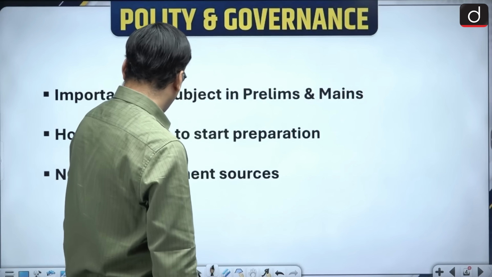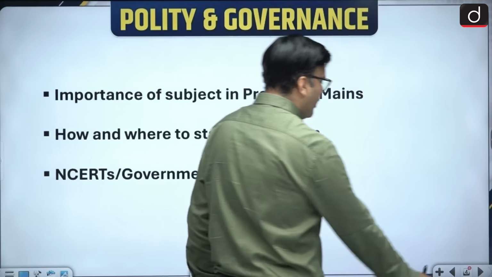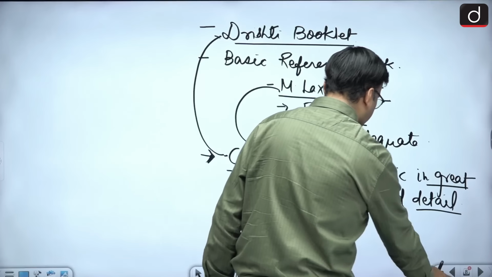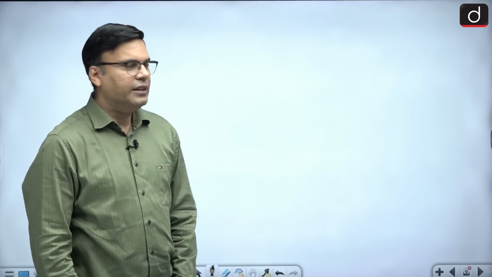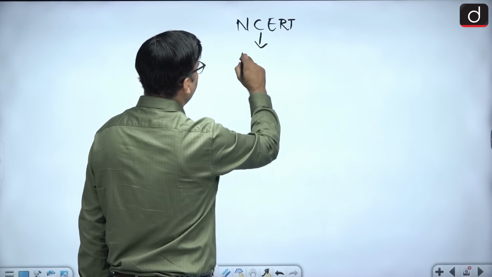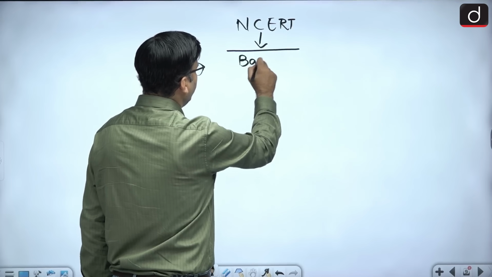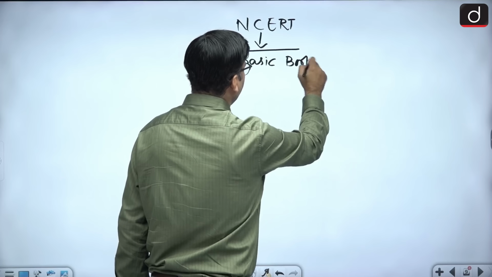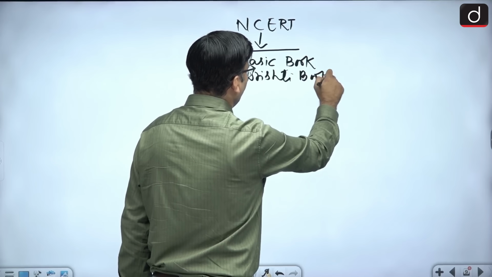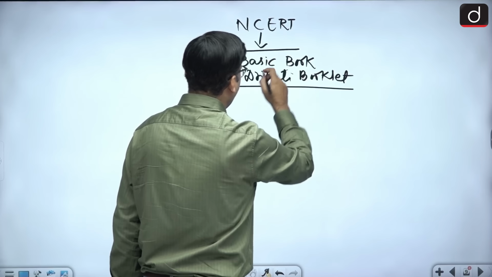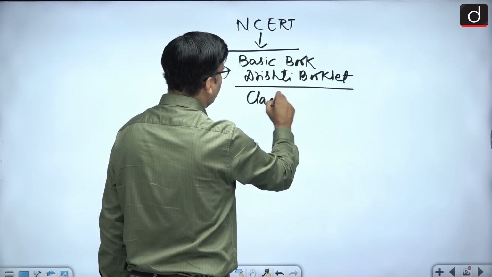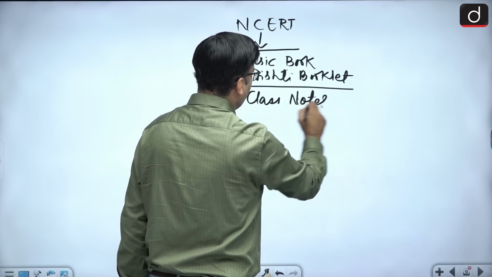So how do we start our preparation and where do we end it? I think I have talked about this: we have to start our preparation with NCERT. The next step, after reading the NCERT, is to focus on the basic book plus the Drishti booklet. So you don't have to read so many things, and your final most important source is your class notes. So you have to focus on class notes.